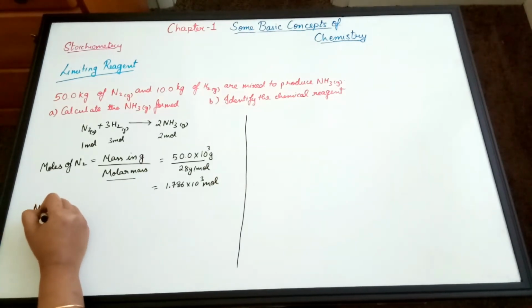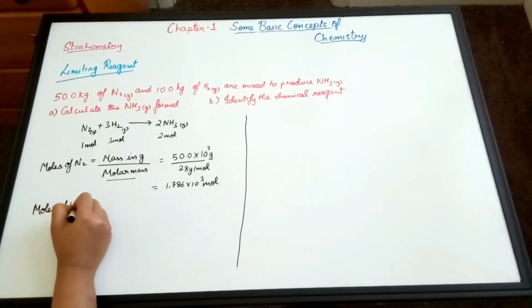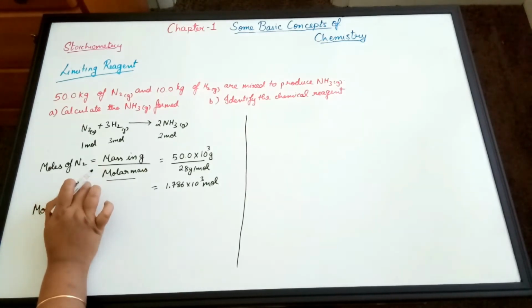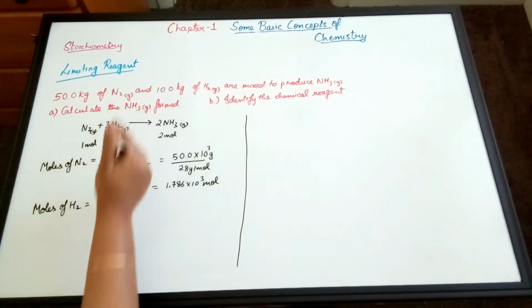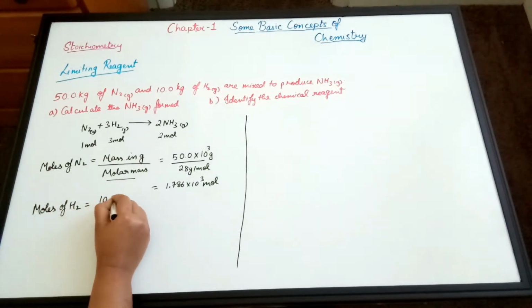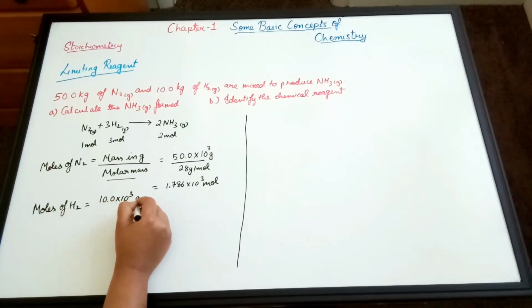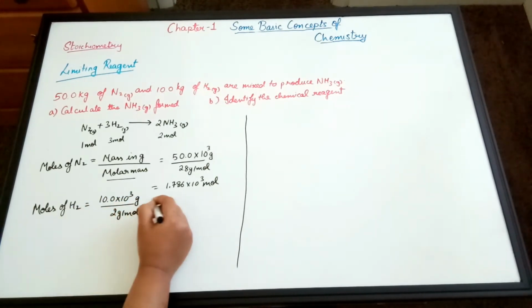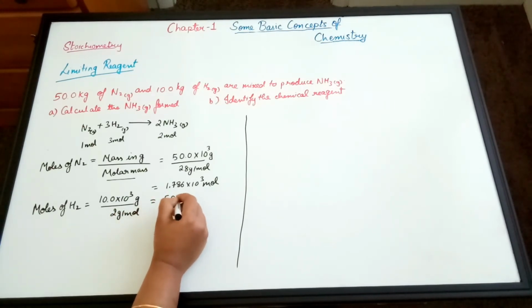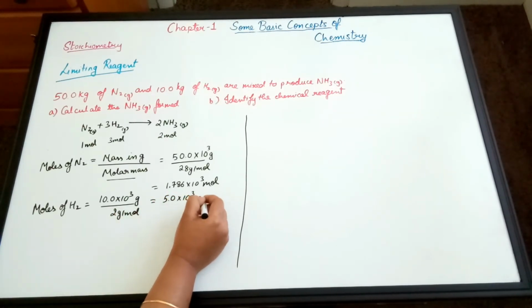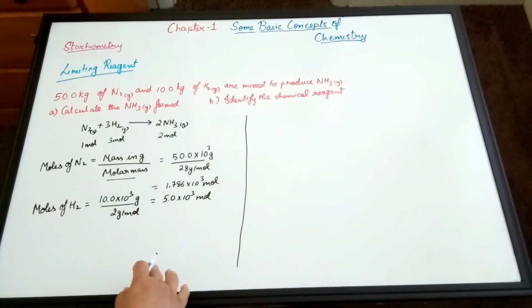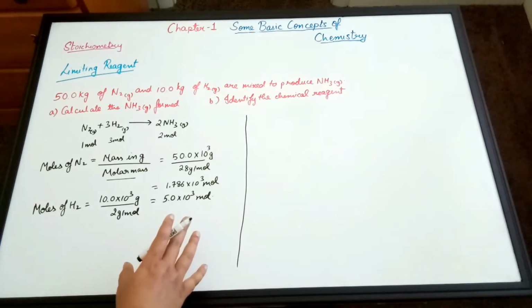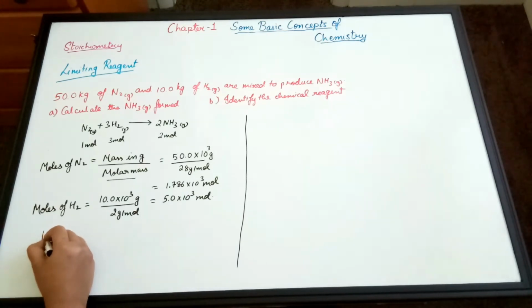Next we will be calculating the moles of hydrogen. This is again mass in grams divided by the molar mass. So here you have 10.0 kilograms, 10.0 into 10 to the power 3 grams divided by the molar mass, which is 2 grams per mole. That is equal to 5.0 into 10 to the power 3 moles. So first we have calculated the number of moles. To understand this part of the calculation better, you should check out the video I've done on calculation using mole concept.